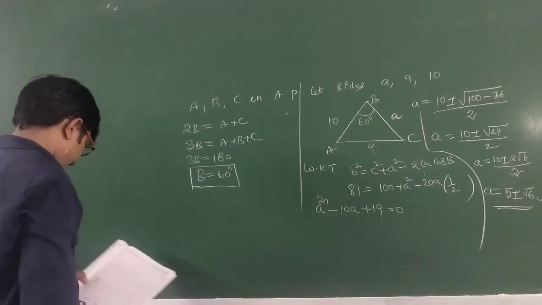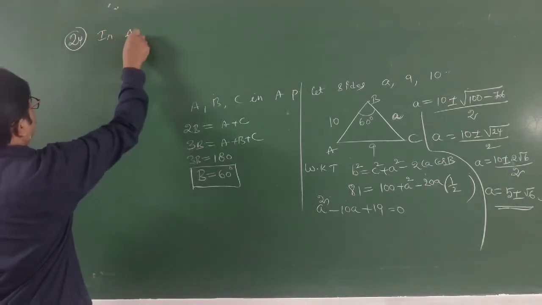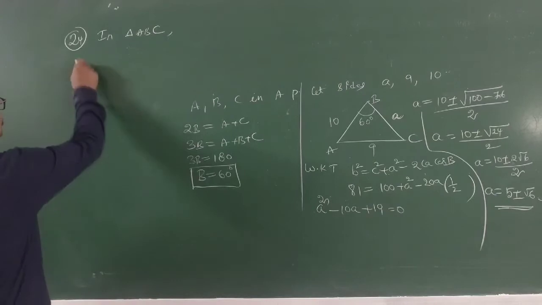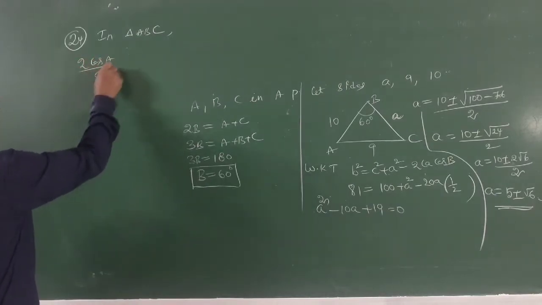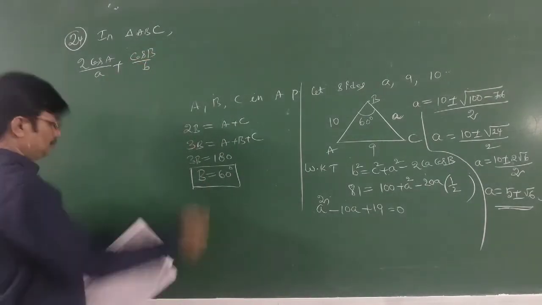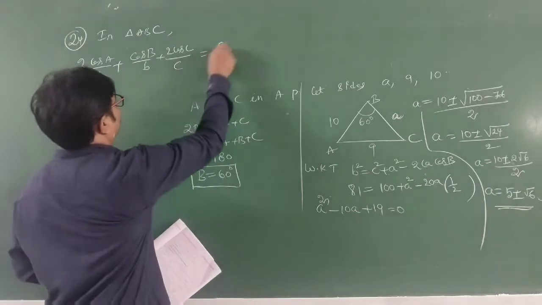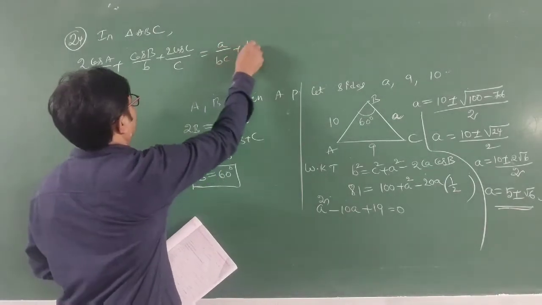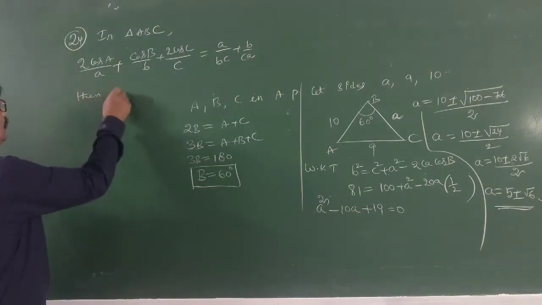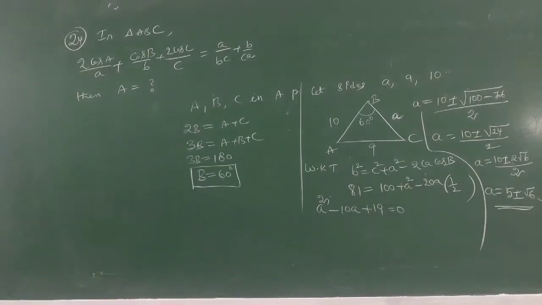Now students, the second one. In a triangle ABC, it is given that 2 cos A by a plus cos B by b plus 2 cos C by c equals a by bc plus b by ca. Then angle A equals what? Is it clear?